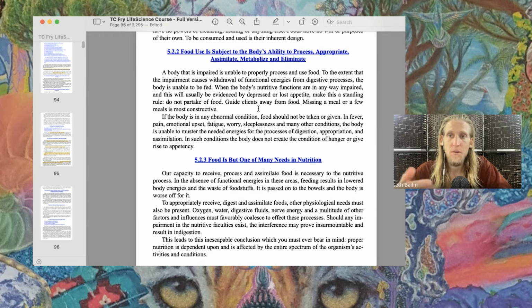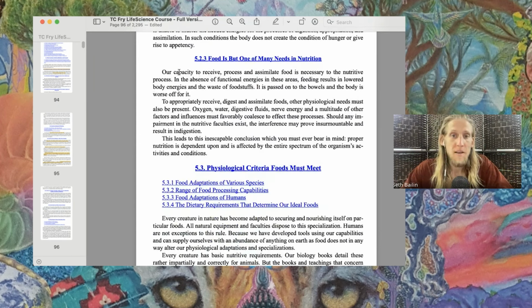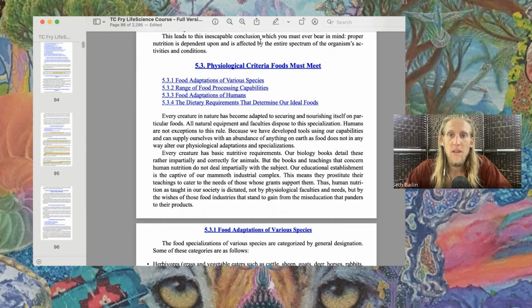Eating while stressed or emotionally stressed out is a no-no, because your body has too much stuff going on and it won't be able to properly process and use the food. Again, food is only one of the needs in nutrition. This is a spectrum we're looking at here, a spectrum of the organism's activities and conditions. So always zoom out and keep it holistic.